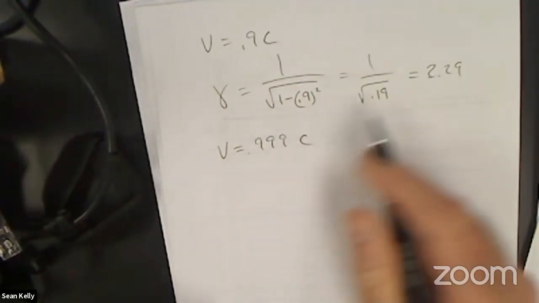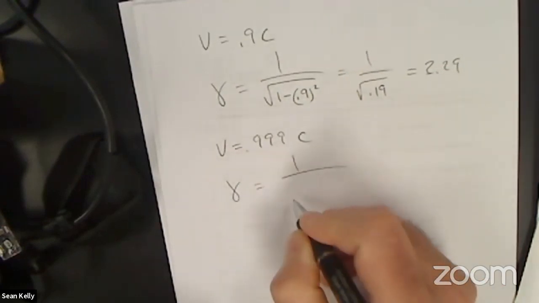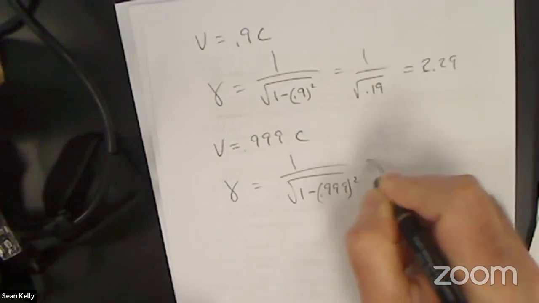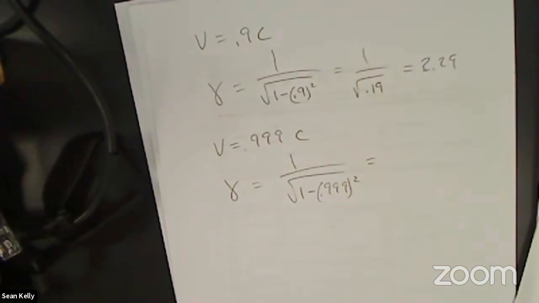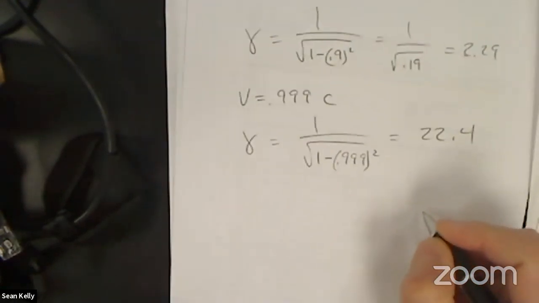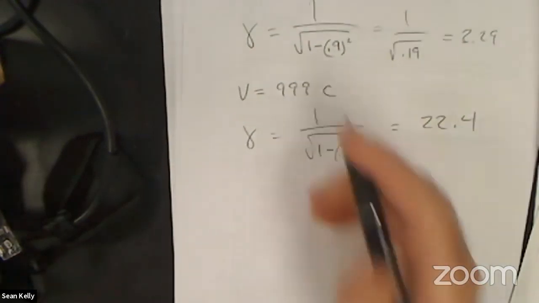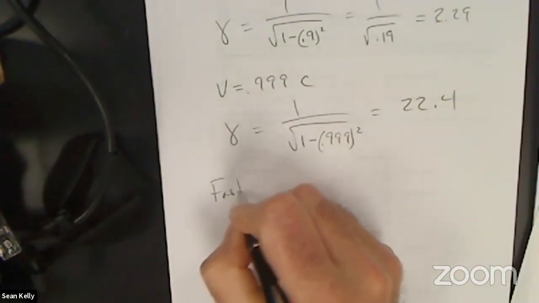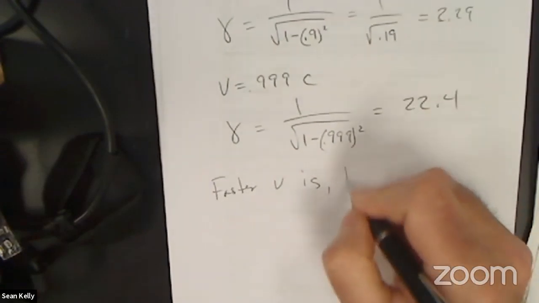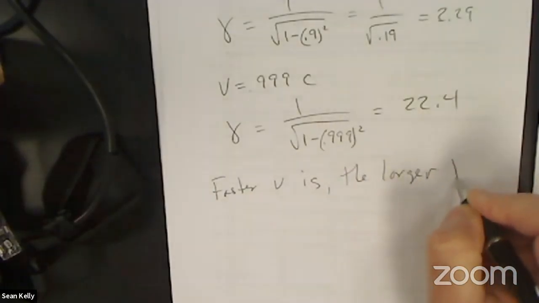Let me do one more, 0.999 c, which is not even the fastest, but I just want to try it. 1 over the square root of 1 minus 0.999 squared. I'm just going to do it in my calculator this time. 0.999 squared, take that away from 1, take the square root, take 1 over that number, and I get 22.4. So you could try this at home, but the basic idea is, the faster V is, the larger gamma becomes.